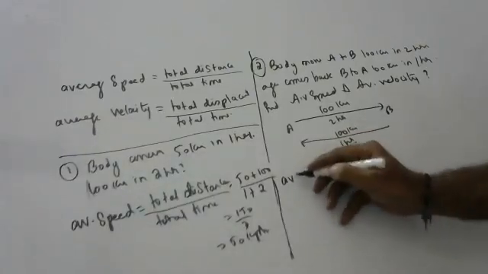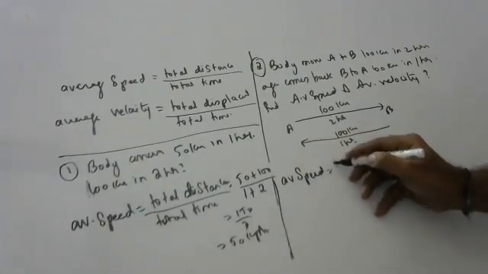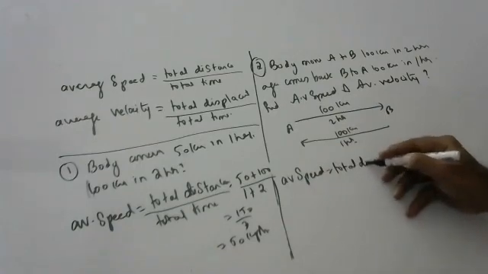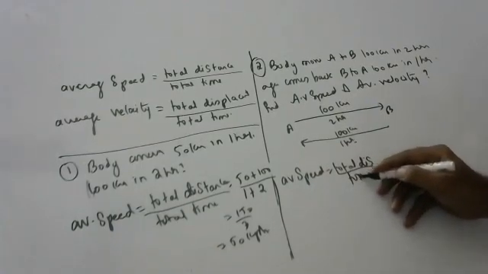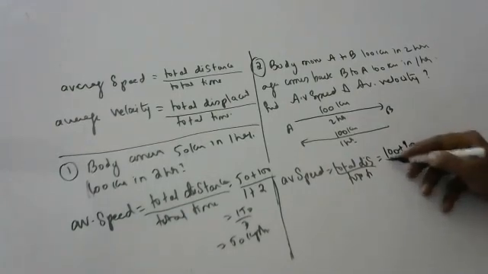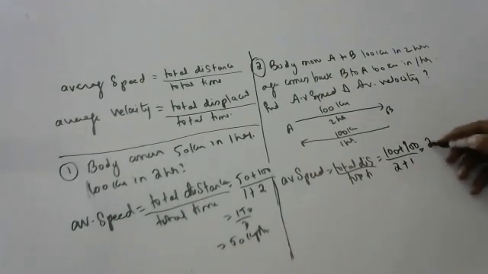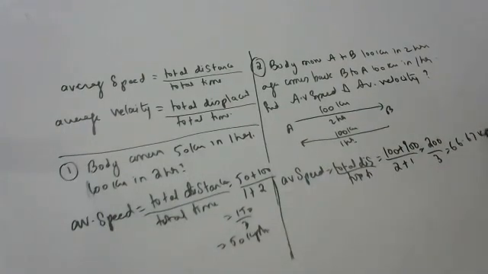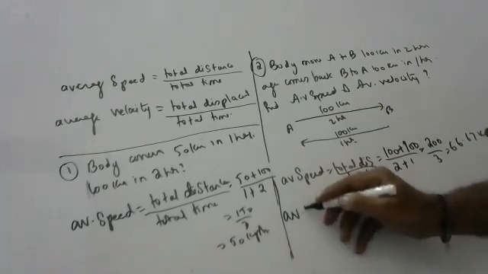What is the average speed, anyone? Sir, 200 by 3. Total distance by total time. So the distance is how much? 100 plus 100 by 2 plus 1. 200 by 3. So 66.67 kmph. What is the average velocity? 0, sir.